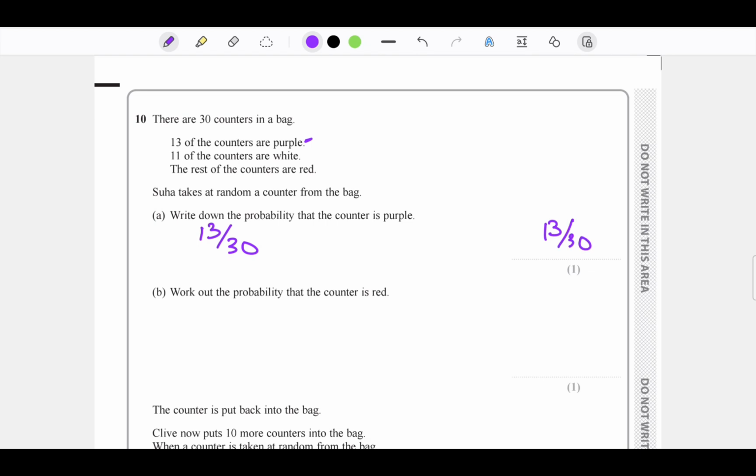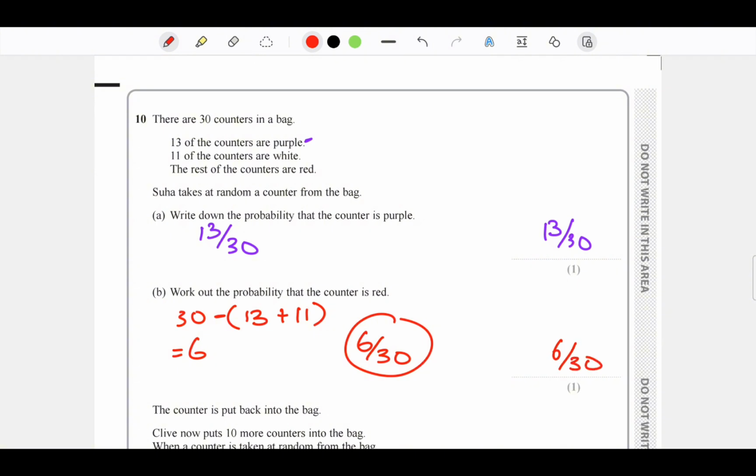So work out the probability that the counter is red. So for red, we're going to do one more step extra. 30, which is the total, we're going to minus off 13, which are purple, and 11, which are white. So the remainder would be the total number of red, which is 6. Therefore, there will be a total of 6 out of 30. The probability of taking red would be 6 out of 30 counters.